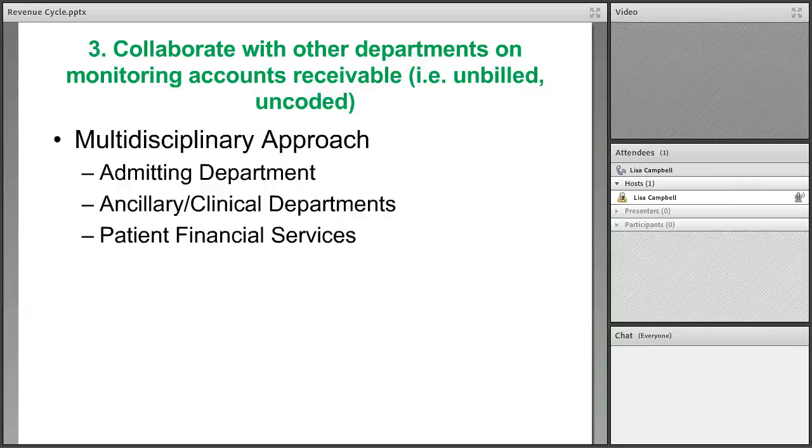Task number 3, collaborate with other departments on monitoring unbilled accounts, monitoring our accounts receivable. So remember, accounts receivable are monies that are owed to the organization. So monitoring these accounts receivable does take a collaborative approach. It does take a multidisciplinary approach.